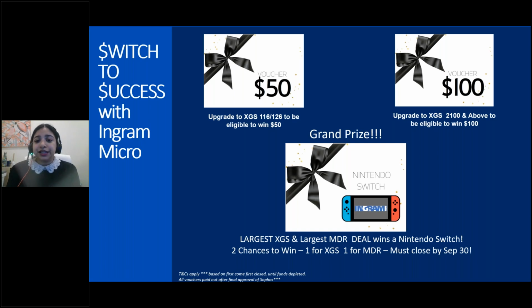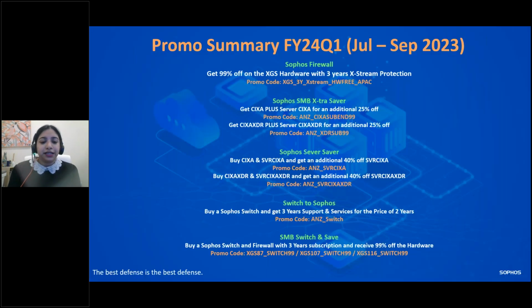Last but not least is our grand prize. We are giving away 2 Nintendo Switches this quarter: 1 for the largest XGS deal for the quarter and 1 for the largest MDR deal. So you actually have an opportunity to win 2 if you really wanted to get your hands on a Switch, but we'll definitely be giving those out. If you have any questions on the promo or the incentive, reach out to your RM or your account manager. Otherwise, if we go to the next slide, one more, please.